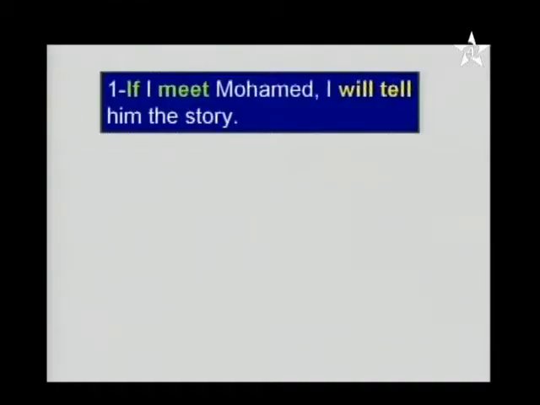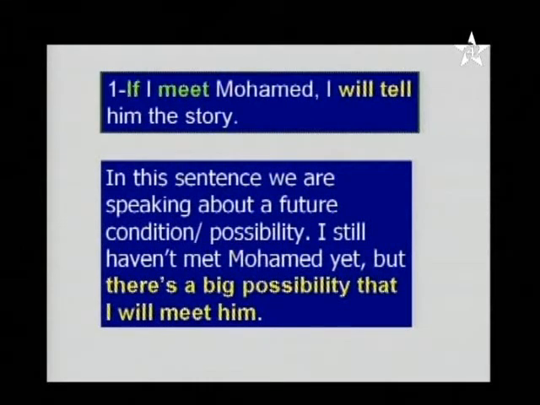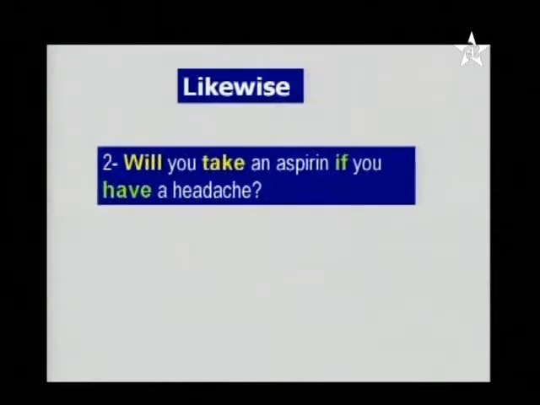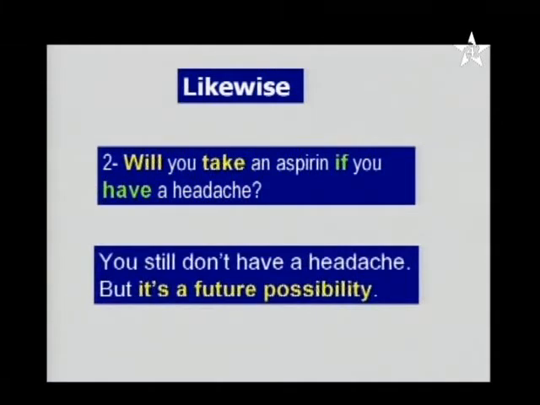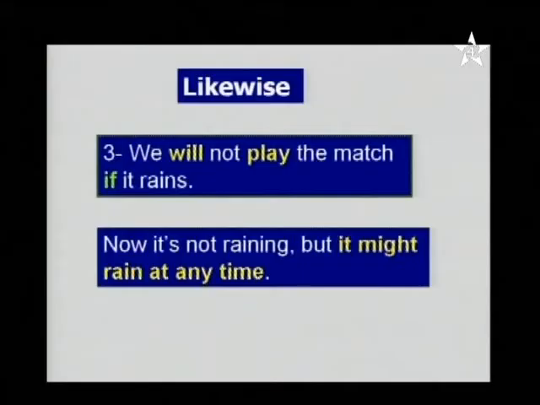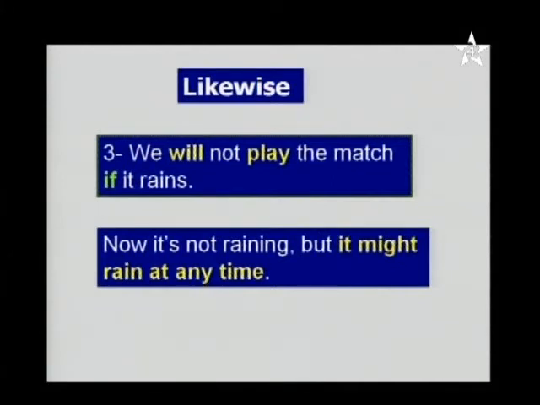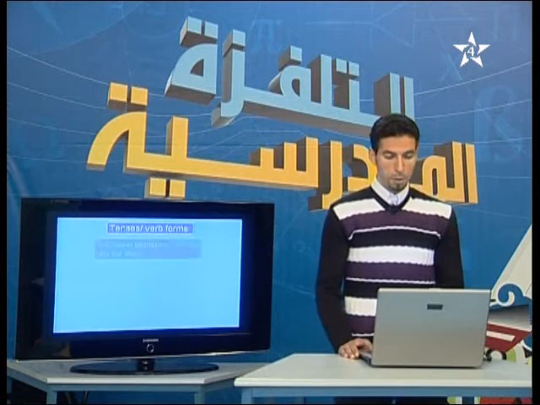Now, if I meet Muhammad, I'll tell him the story. In this sentence, we are speaking about future condition or possibility. I haven't met Muhammad yet, but there is a big possibility that I'll meet him. Likewise, will you take an aspirin if you have a headache? No, you don't have a headache. You still don't have a headache, but it's a future possibility. Likewise, as in the third example, we will not play the match if it rains. That's a condition or a possibility. Now it's not raining, but it may rain at any time. That's an assumption.